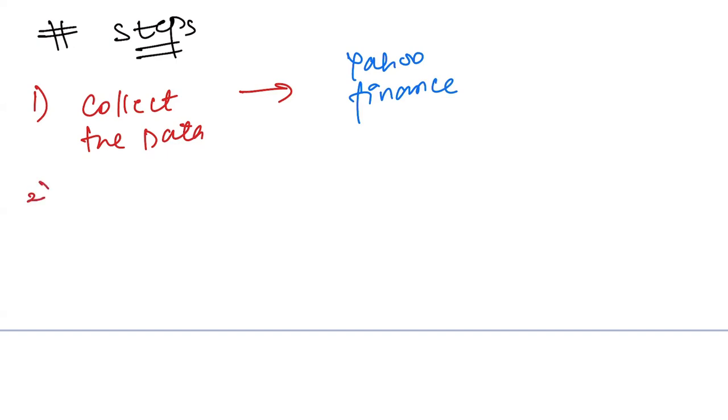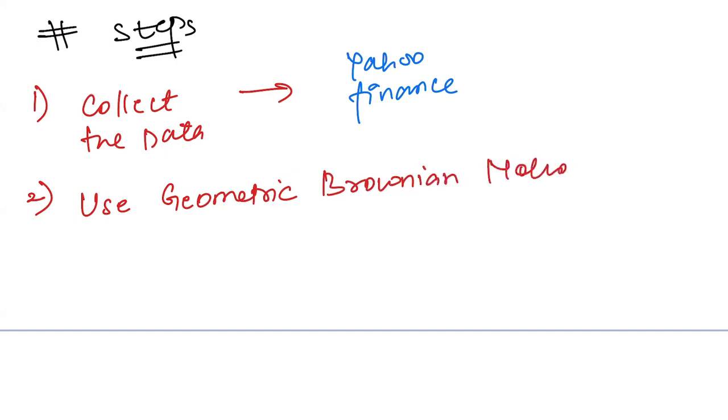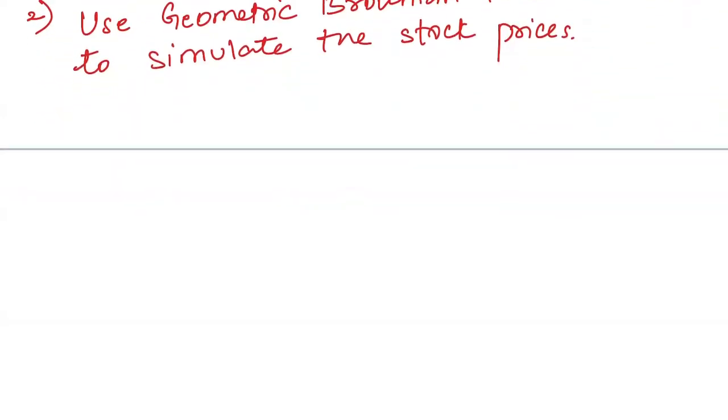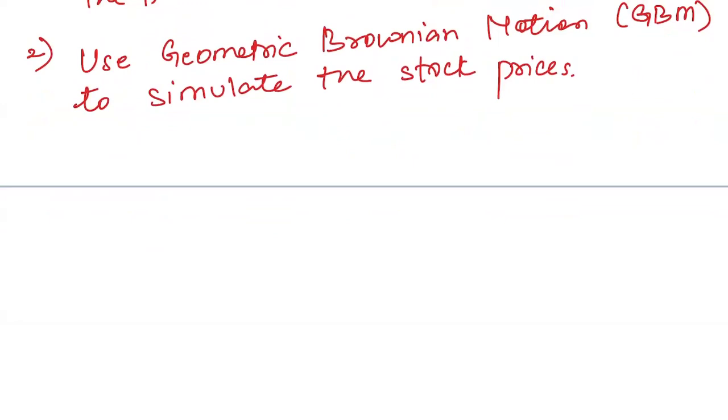Second step, and this is the most important step, use geometric Brownian motion, which is also called GBM, to simulate the stock prices. Right? So you might be thinking, what is this new term, geometric Brownian motion? Okay, no worries. I'll walk you through it.